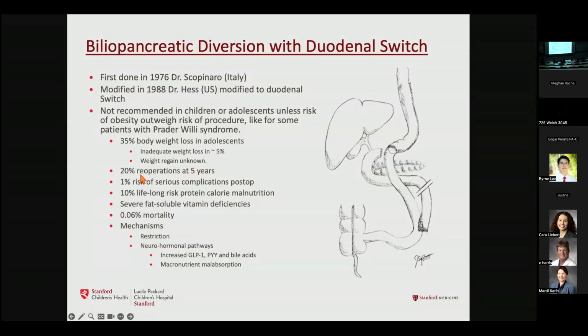But it does have a higher reoperation rate. It has a higher initial risk of serious complications. And there's a lifelong risk of protein calorie malnutrition. We try not to use it in kids. However, there are cases where it is useful, especially in syndromic obesity like Prader-Willi syndrome.